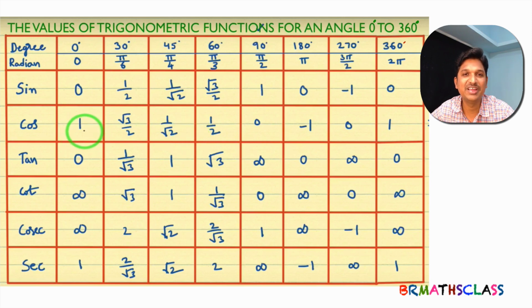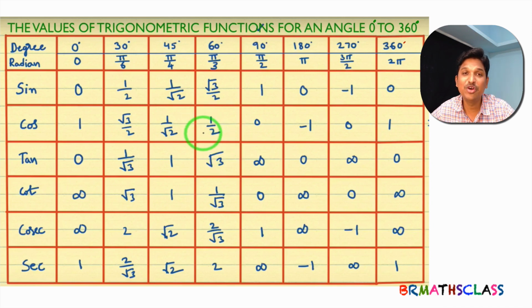See, cos 0 degrees is 1. Cos 45 degrees, 1 by root 2. Cos 90 degrees, 0. Cos 30 degrees, root 3 by 2. Cos 60 degrees, 1 by 2. Just spend 1 minute. Take pen and paper and write it. Learn these things. For the remaining, I guarantee you that you can write all those values.